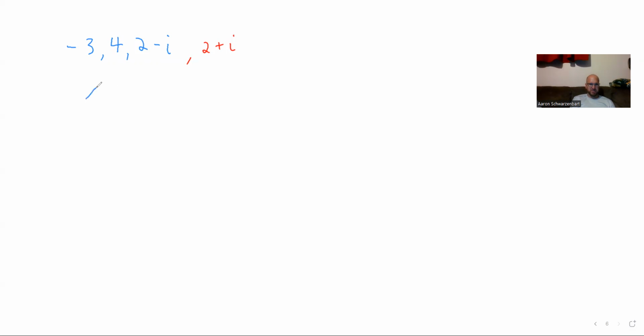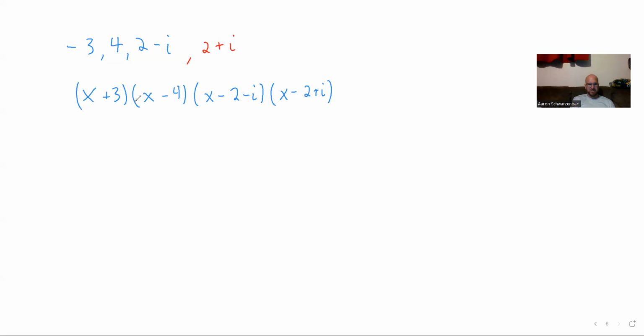To write my polynomial, for a root of negative 3, I have x plus 3 for a linear factor. I have x minus 4. These complex ones, x minus 2 minus i, because this is positive, it's a minus there, and x minus 2 plus i. You could put these in parentheses, but you don't really need to because they're both here. So now I am going to multiply them out.